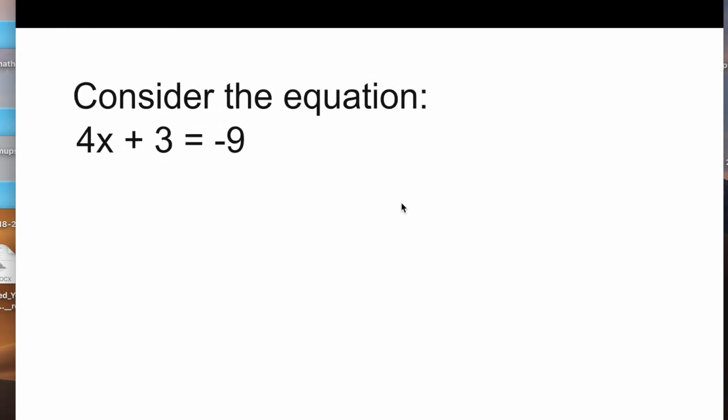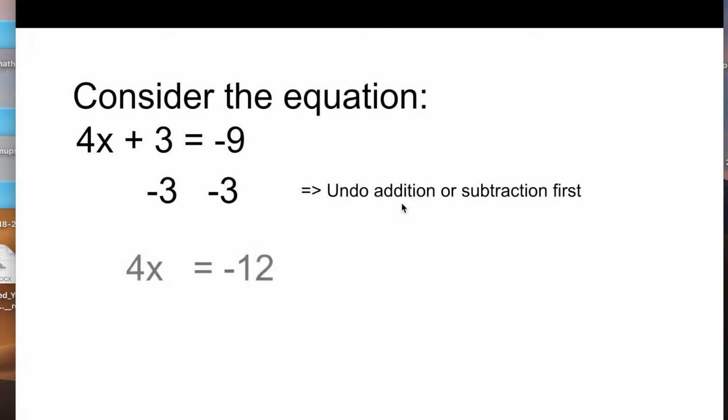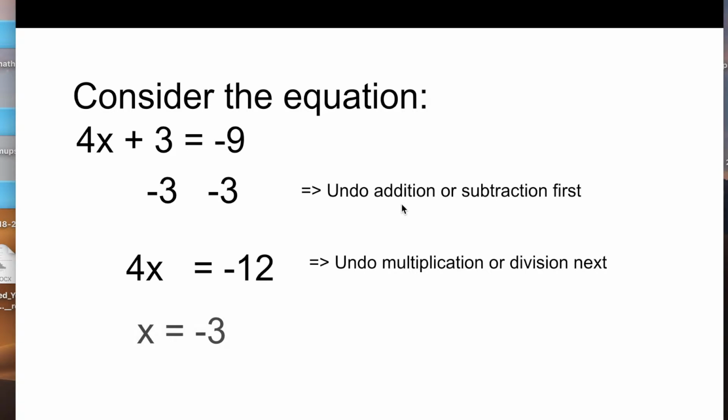Consider the equation 4x + 3 = -9. When x got ready using order of operations, it would have been multiplied by 4. Then 3 would have been added. So to undo it, start by removing the 3, and then remove the 4 by dividing both sides by it, to end up getting x = -3.